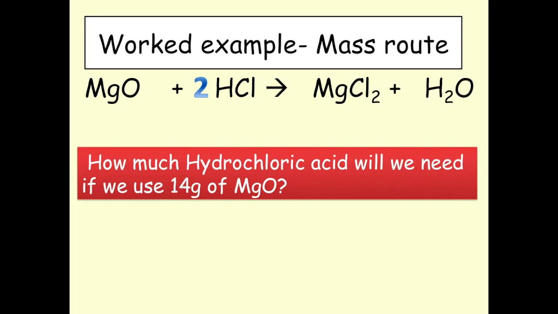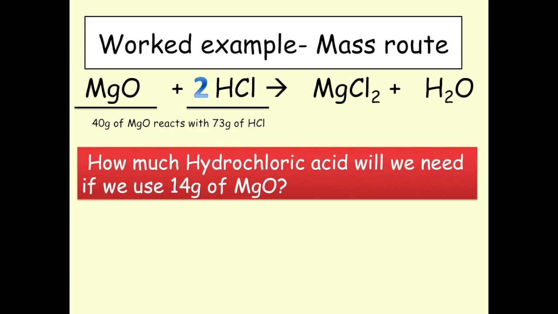Okay, so once we've done that, we can determine that the relative molecular mass of MgO is 40 and of 2HCl is 73. So what that's telling us is that 40 grams of MgO is going to react with 73 grams of HCl. But we don't have 40 grams of MgO. We only have 14. Okay, so how are we going to work this out?